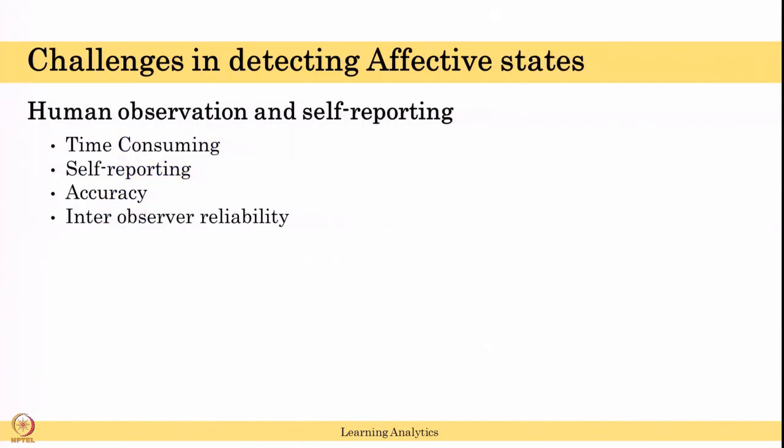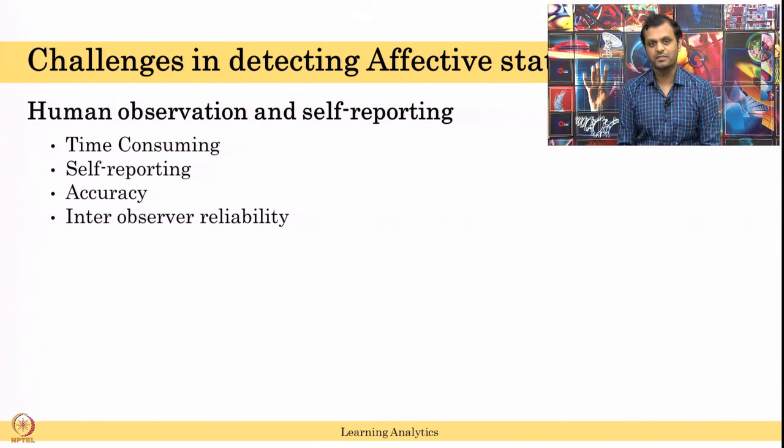Human observation and self-reporting are time consuming. Firstly, if you do human observation, I said that it takes several hours to code 5 minutes of video. And self-reporting itself is a problem, in the sense that students' self-reports may not be true, so you have to confirm whether the self-reporting is right or wrong. And if human observation happens once in 20 seconds and self-reporting also happens at intervals, the accuracy of this system is not so great.